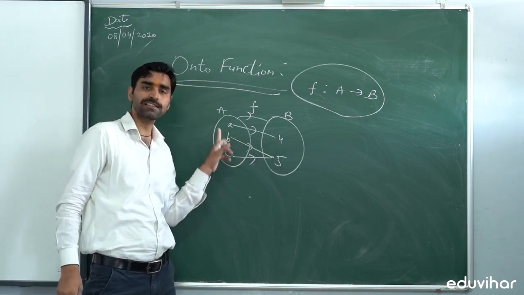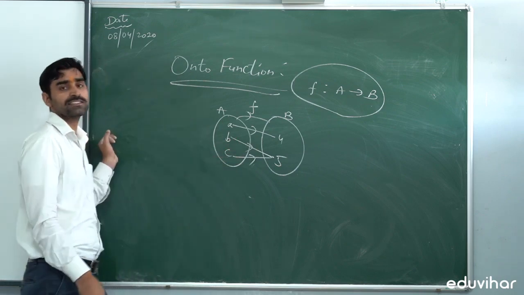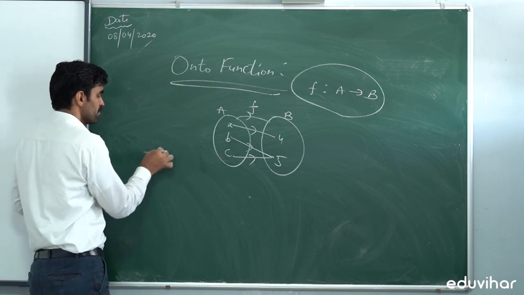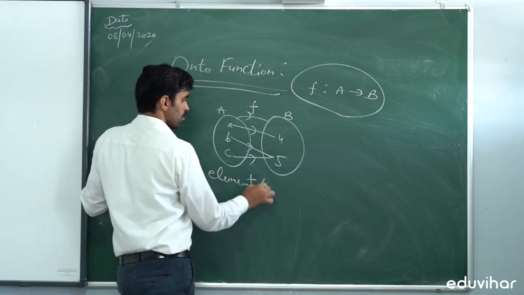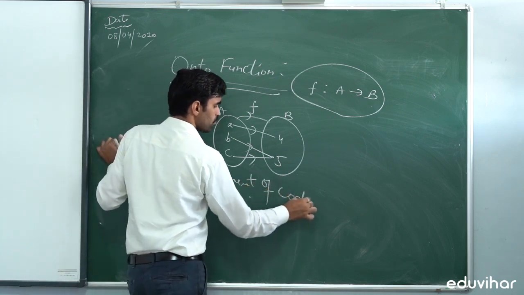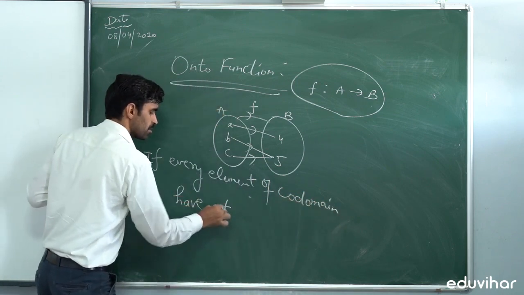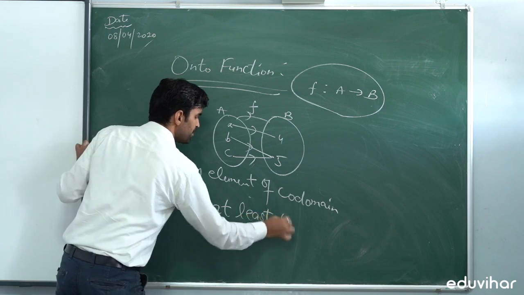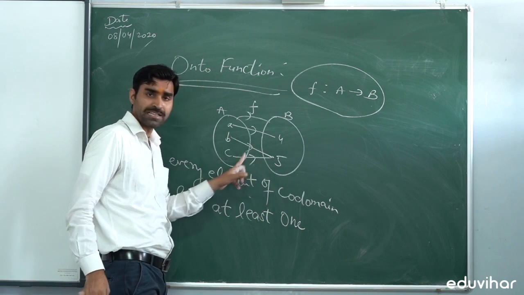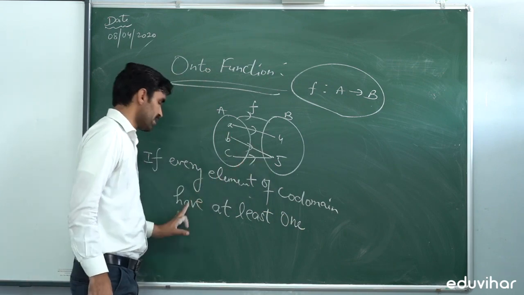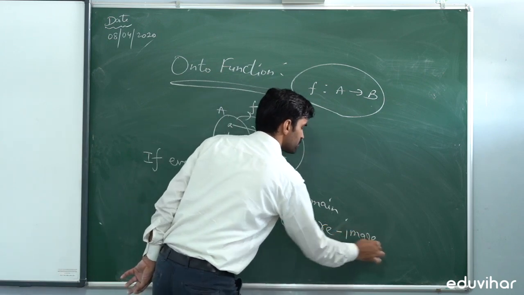have the pre-images in the domain, if any function has this type, then this type of function is known as onto function. If every element of codomain has at least one pre-image, that is element 5 has two pre-images here, at least one pre-image in domain.